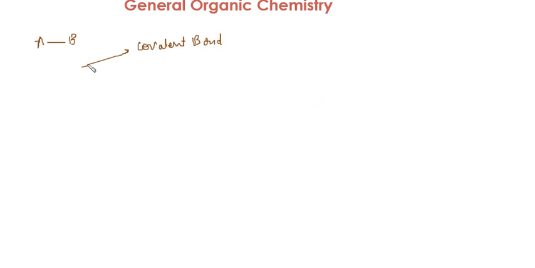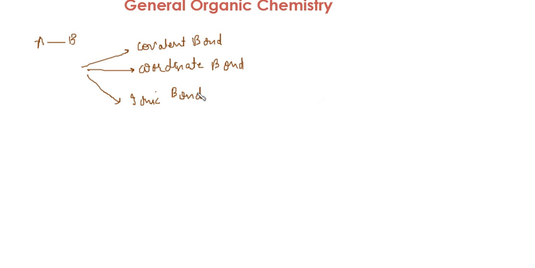There is a covalent bond, there is a coordinate bond, and there is an ionic bond.